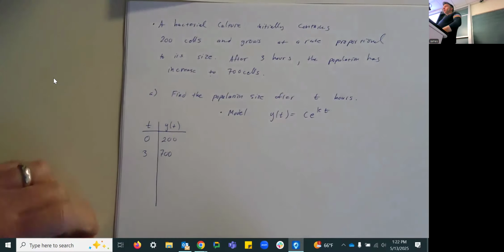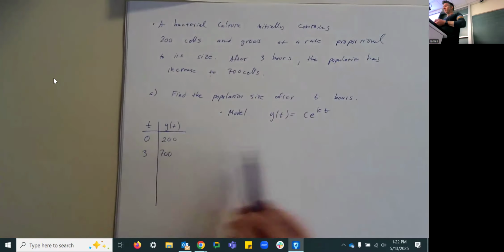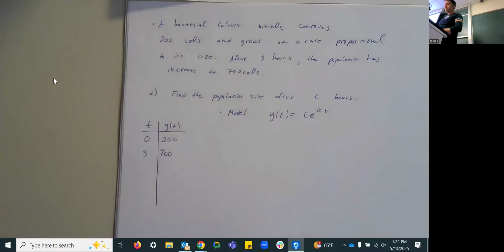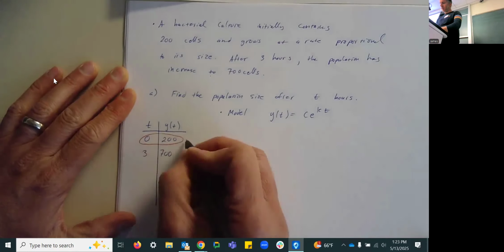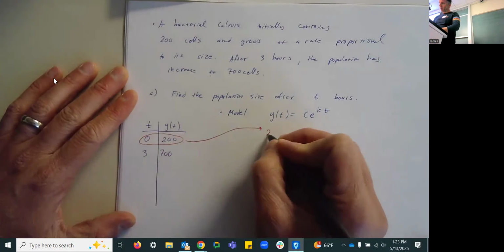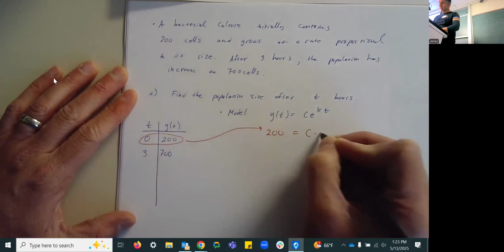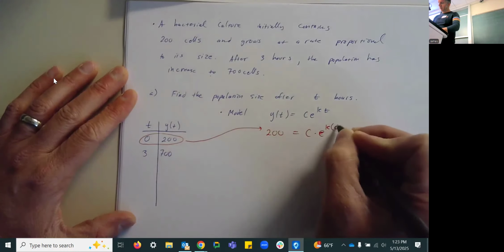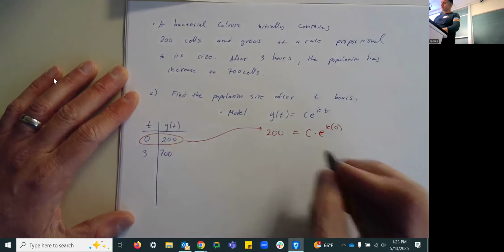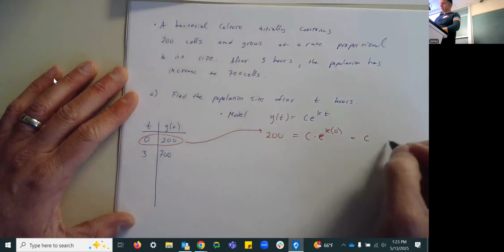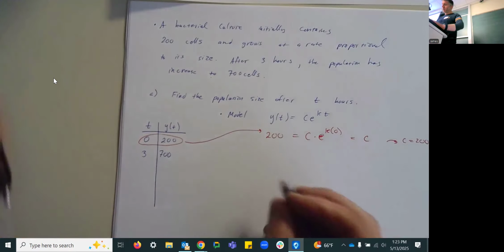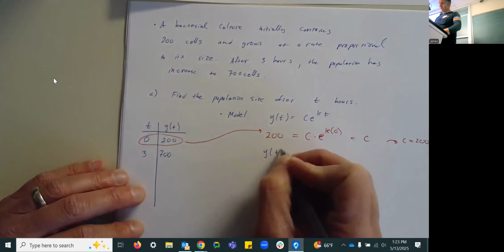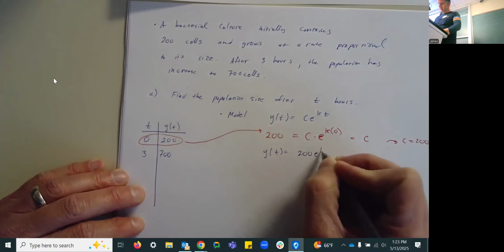All right. So it's always nice when you have time equal to 0, because that usually just means that the amount of stuff ends up being the constant C. We can still do the work: if we take this initial time and population and plug it into our model, we get 200 equal to C times e to the k times 0. K times 0 is 0, e to the 0 is 1, C times 1 is C. So we do get C equal to 200. Great. We write our updated model as y of t equal to 200 e to the kt.